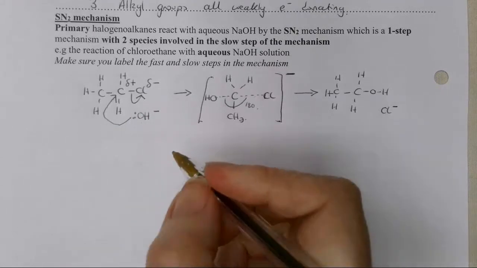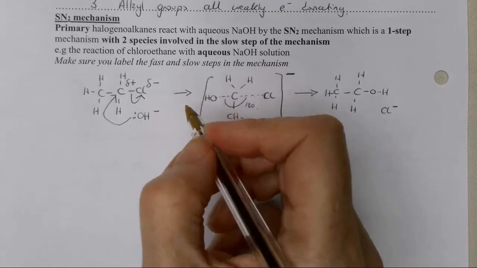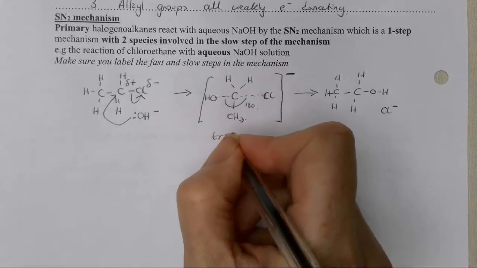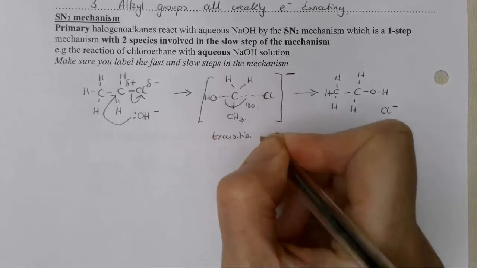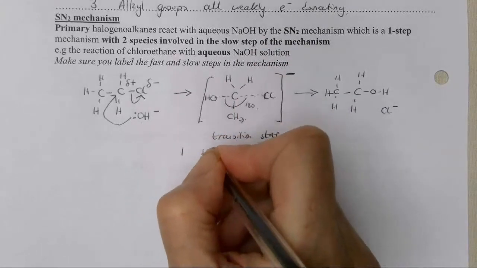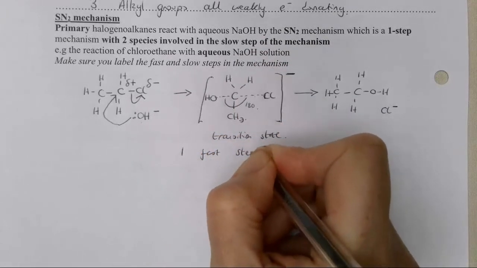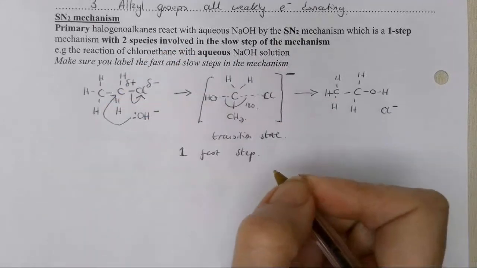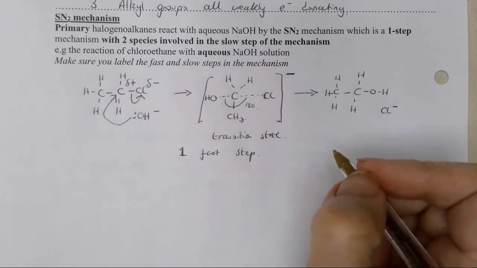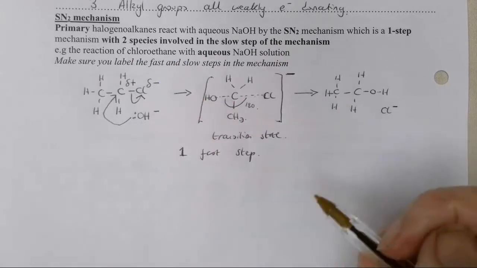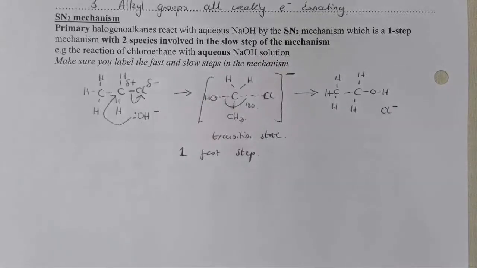Okay, so this is just one step. This isn't counted as an intermediate, this is a transition state. So it's just one fast step. Okay, this is a unitary response, just 2 things reacting together, and it forms one fast step. So there is no slow and fast steps in this because it's all one step.